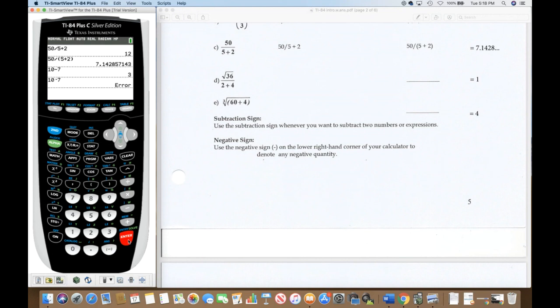What happened? Well, the TI-84 was expecting an operation between the 10 and the 7. It was expecting the operation subtraction, but it had a negative sign. So it didn't know what to do with a negative sign. It was expecting addition, subtraction, multiplication, or division. And without an operation there, it just gave us an error.